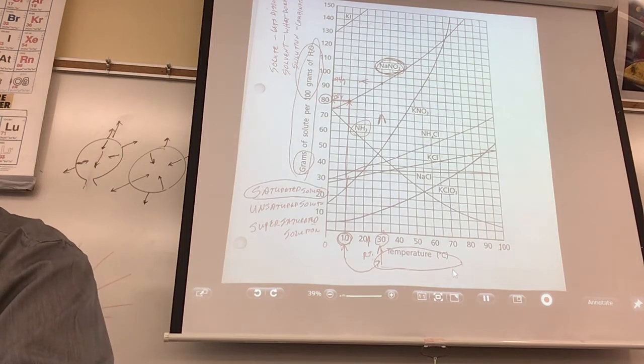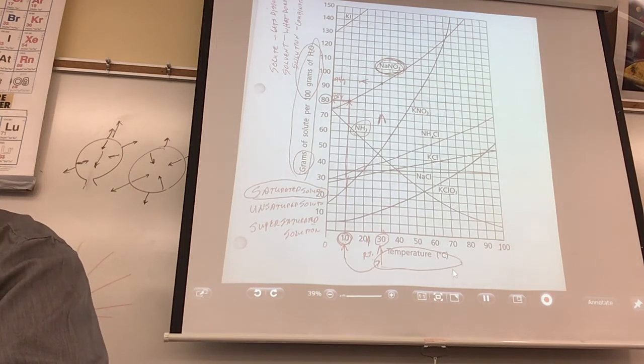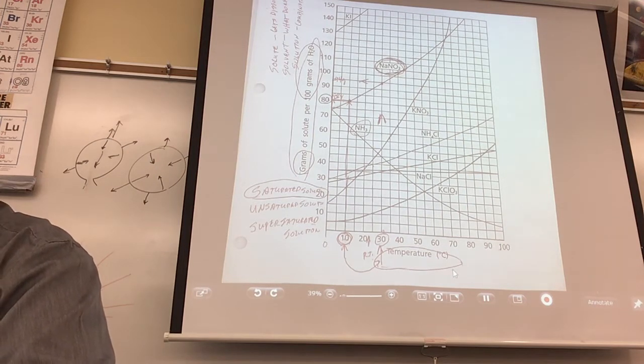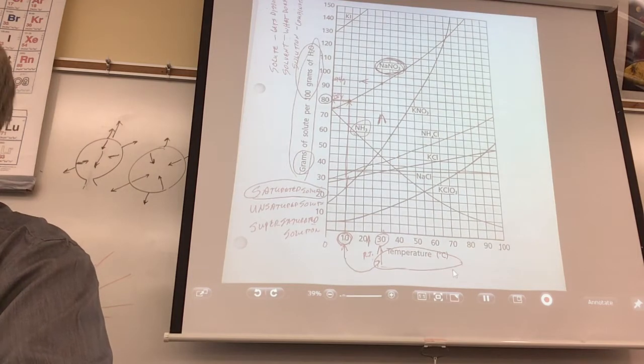What if I only put 79 grams in there? Am I full? I must be unsaturated. Or if I put 59, you're unsaturated. There are many ways to be an unsaturated solution. There's only one way to be saturated.